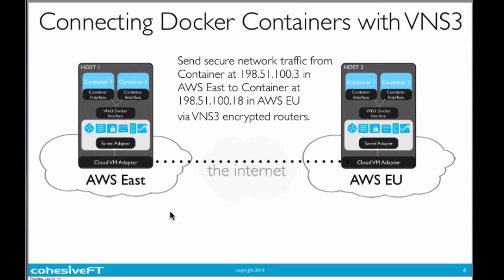So in this demonstration we're going to do something pretty simple. We'll have a container running in Amazon East on our Docker USA host, which you'll see over to the left on the screen. And we'll have a container running in Docker in Amazon Europe. We'll send secure network traffic from the container at 198.51.100.3 running in the Amazon East container to a .18 address in the Amazon EU container. It's obviously going out over the internet, but in this case VNS cubed is acting as an encrypted router so that traffic is sent safely to the other container across the internet.